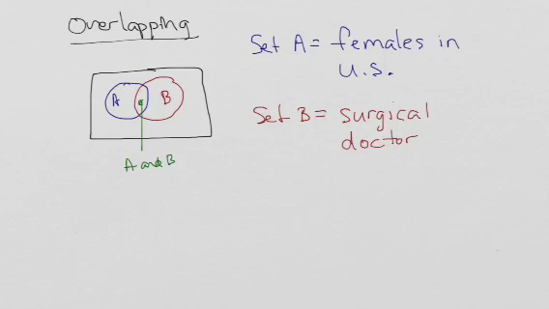So what we get here in this middle section is some overlap. And that would be someone that fits category A and B. That would be a surgical doctor that's also a U.S. female. Then there's category just B. That would be a surgical doctor but isn't a U.S. female, either a U.S. male or a male or female from somewhere outside the U.S. They do have doctors in other places too, you know.